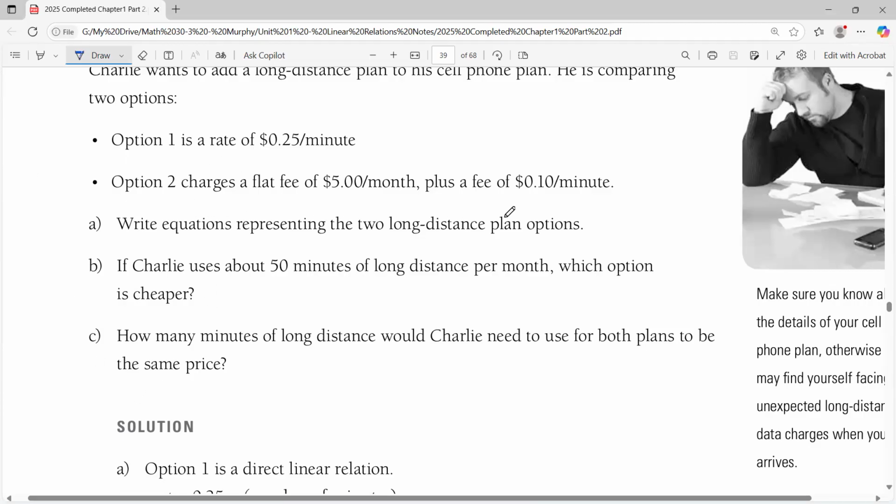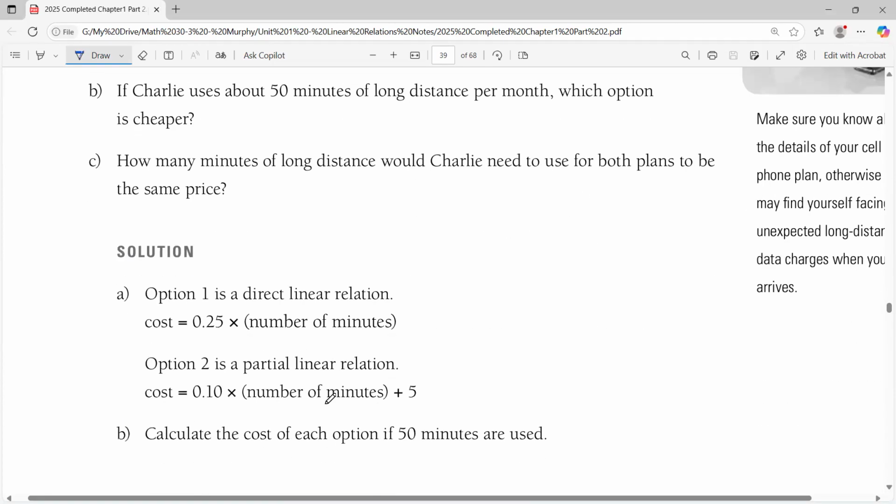Okay, so the solution here for A: equations representing the two long distance plan options. Option one is a direct linear relation. That's because if we were to graph it, here's my graph, because there's no flat fee, it's just 25 cents a minute. If you don't use any minutes, you pay $0.